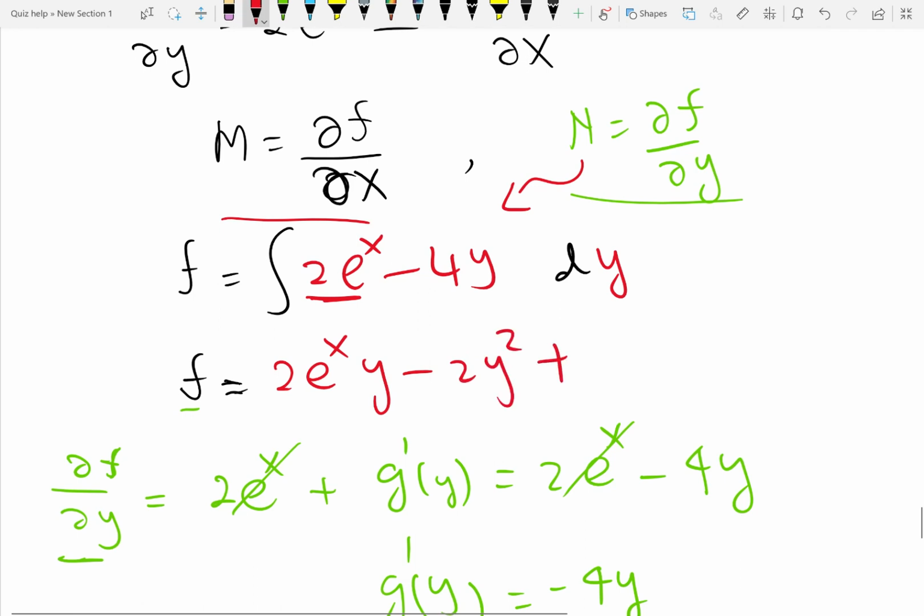Now the constant is a function of x. Previously it was a function of y because we integrated with respect to x. Now we integrate with respect to y, so it's a function of x. So this is our g of x.